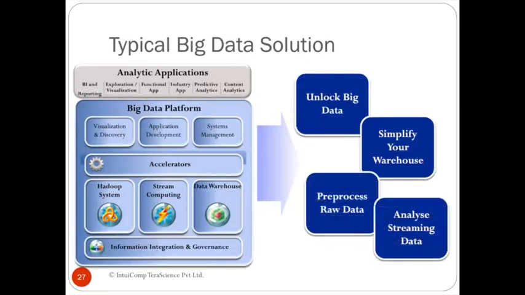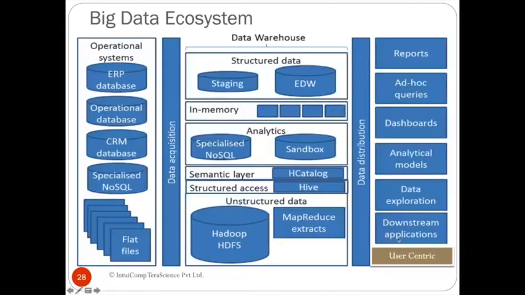So typical big data solutions are the analytic applications and the big data platform, which leads to visualization, application development, and system management. In the analytic platform we have also just before brushed up on BI reporting, exploration, and visualization, at the functional level, industrial level, predictive level, and content level. Next are the accelerators in big data: Hadoop system, stream computing, data warehouse. This forms the information integration and gives good governance. Thus, to unlock big data, simplify your warehouse, pre-process raw data, analyze streaming data.